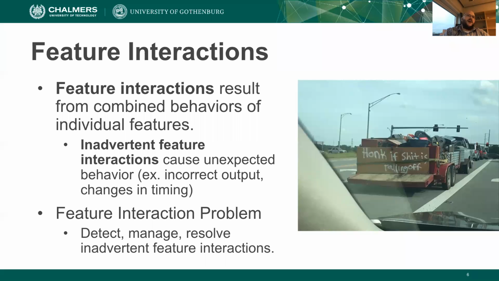So, for example, maybe it took an unexpected execution path in the code when they're combined, or maybe you got some kind of unexpected output or program state, or some change in timing, or some other visible change in the behavior of the program because these features are interacting with each other in a way we didn't expect.